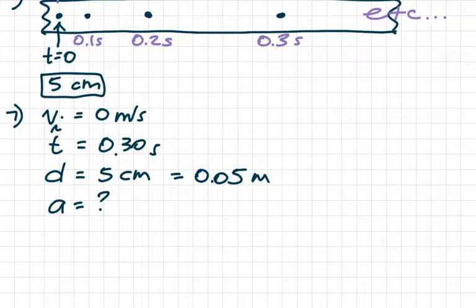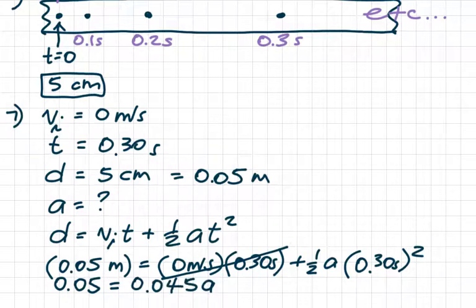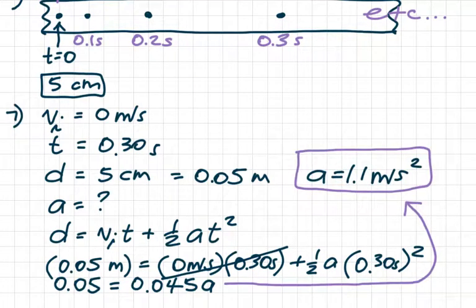Now we're looking for the acceleration. We have v initial, t, and d, and we want a. d is v initial t plus 1/2 a t squared. I'm at the bottom of my slide, so I'm going to squeeze it in: 0 times 0.3, that cancels. 0.3 squared is 0.09, and half of 0.09 is 0.045. Divide both sides by 0.045 to get a alone, and our acceleration is 1.1 meters per second squared. If you want to argue that the 5 centimeters is 1 sig fig, so that's actually 1 meter per second squared, I'm not going to fight you on that. But that's the answer. Let's move on.